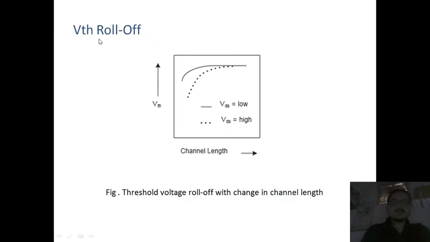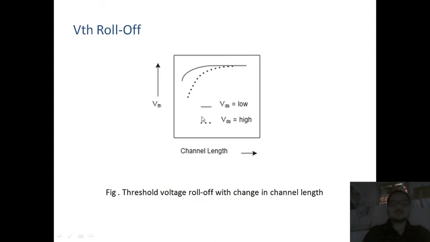See here, VTH roll off. The VTH roll off is nothing but when the channel length decreases, the threshold voltage also decreases. When the channel length goes to minimum, the VTH is also minimum. Roll off means the influence of the threshold voltage decreases when the channel length decreases.